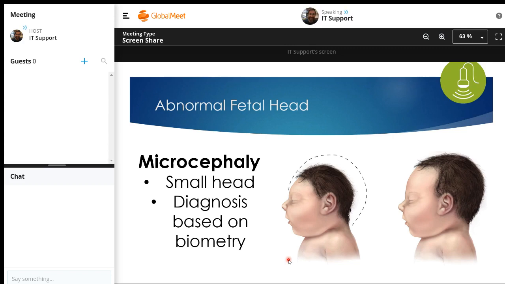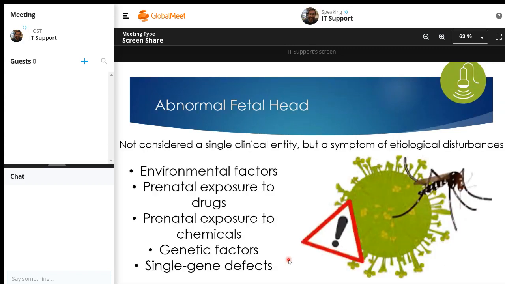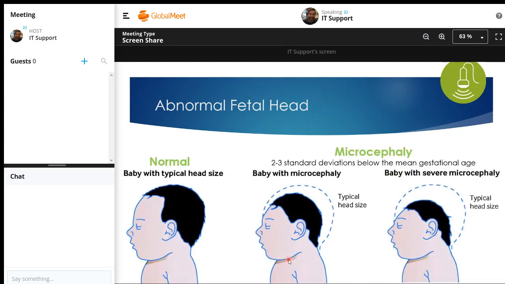It's not usually considered a single clinical entity, but a symptom of etiological disturbances. When we think of microcephaly, a lot of people will think of Zika. That is a virus that causes microcephaly in fetuses that are exposed in the womb, so that would be an environmental factor. Prenatal exposure to drugs, exposure to chemicals, genetic factors, and single gene defects can all cause microcephaly.